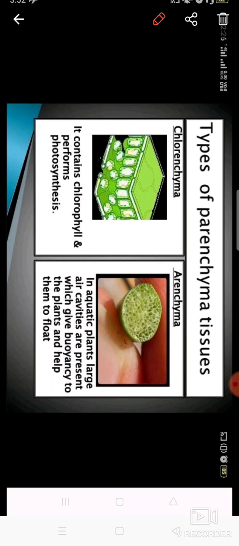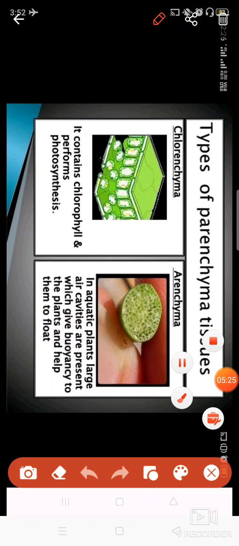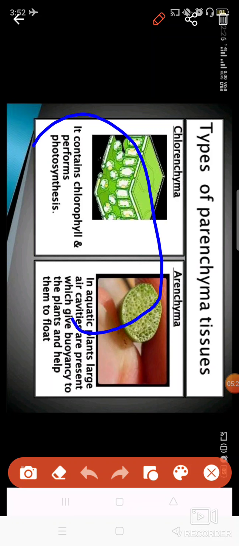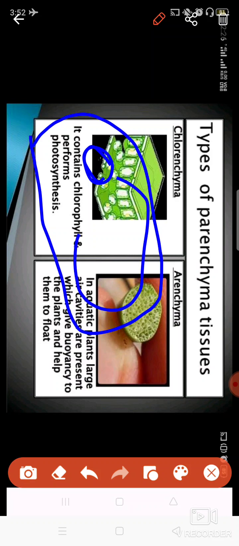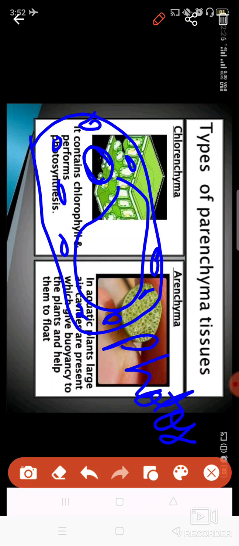What is chlorenchyma? Chlorenchyma is a kind of parenchyma which has a large amount of chlorophyll. It has a nucleus, a vacuole, and many small chloroplasts. That is why it is known as chlorenchyma, and its function is to do photosynthesis.